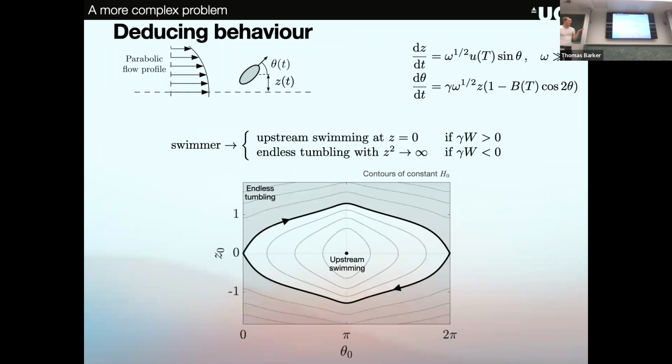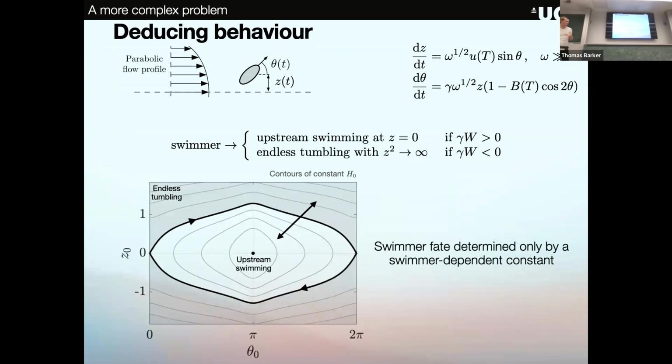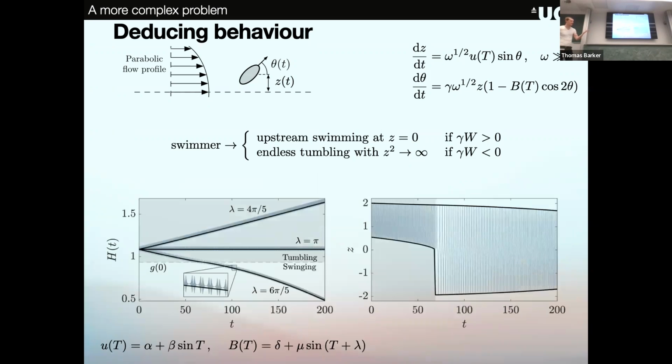And what's particularly nice is that what we've been doing is really just tracking the evolution across these contours. So we've got these intermediate oscillations, and what H0 is tracking is how we are moving between the contours on this plot, either moving toward the center or away from the center, depending on this swimmer-dependent constant. So we compute this constant, and it tells us everything. It tells us what's going to happen eventually. So the proof is in the pudding.